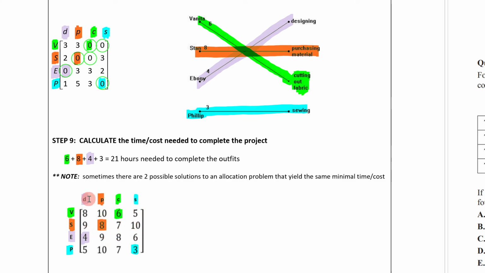And this cost matrix isn't actually in your notes. I've just kind of copied this back in there. So that's that 3 there. 6 plus 8 plus 4 plus 3 is 21. So therefore, 21 hours is needed to complete the task as efficiently as possible. Also note, sometimes there are 2 possible solutions to an allocation problem that yield the same minimal time/cost.